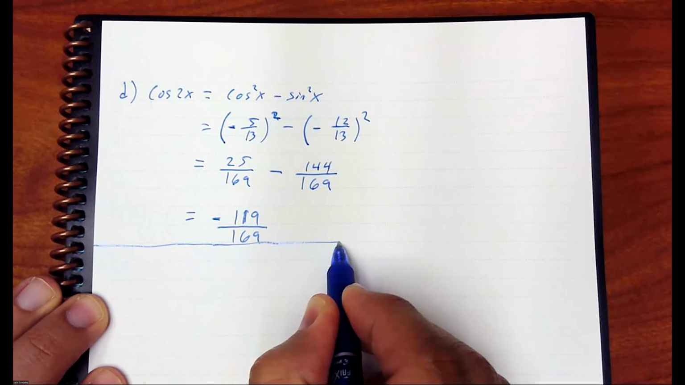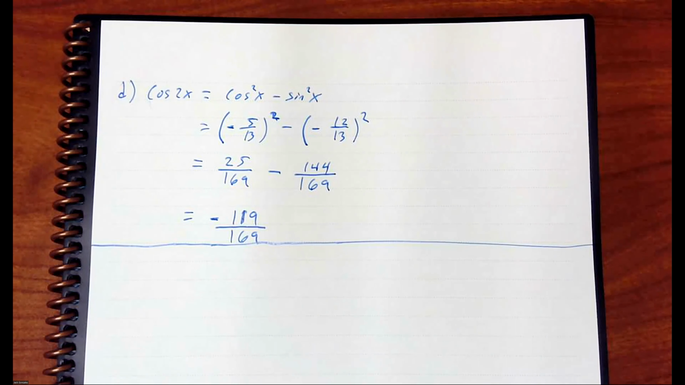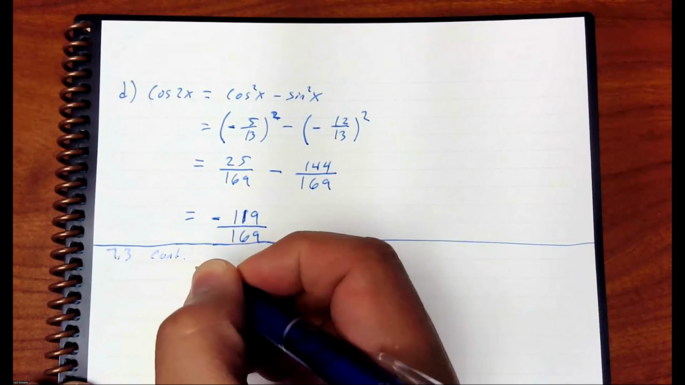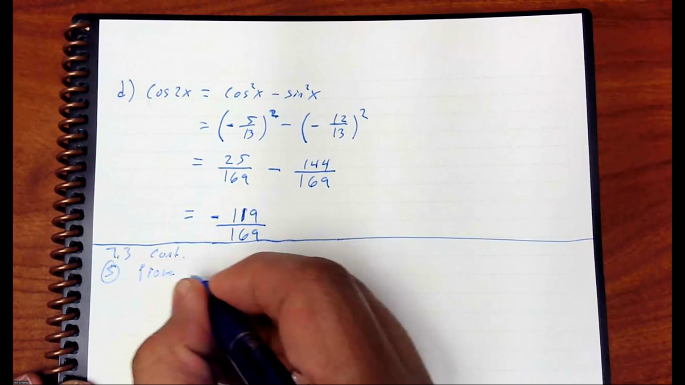Problem 4. Yes. Does it matter which formula we choose for the first one? You mean because there's 3 of them, right? Yeah, you can choose any of them, and you'll end up with this. It'll just be slightly different along the way, but it will be negative 119 over 169. Okay, number 5. Prove the following.